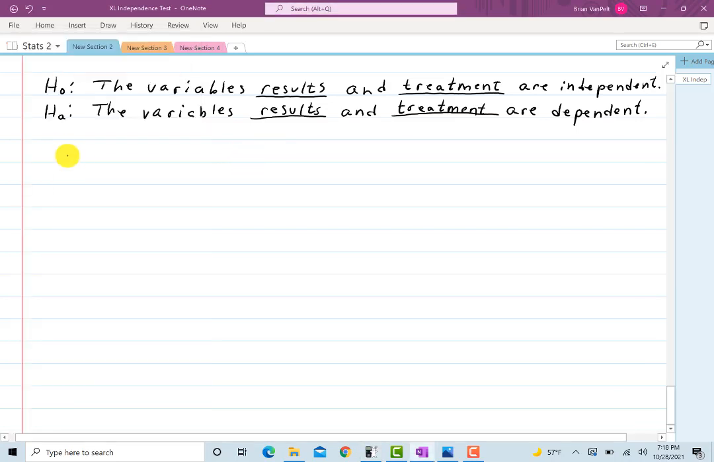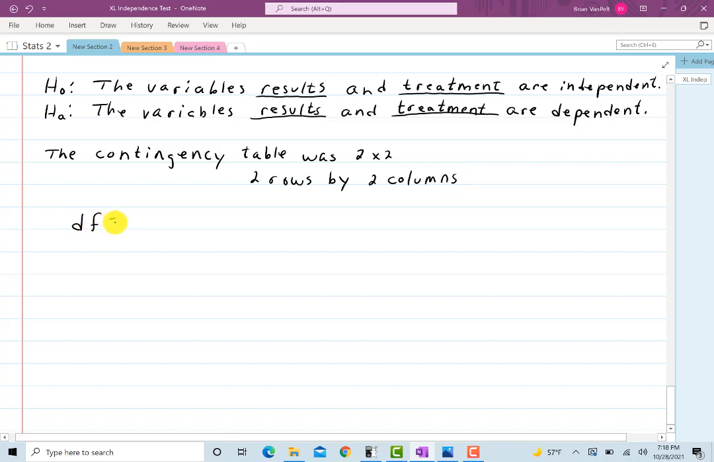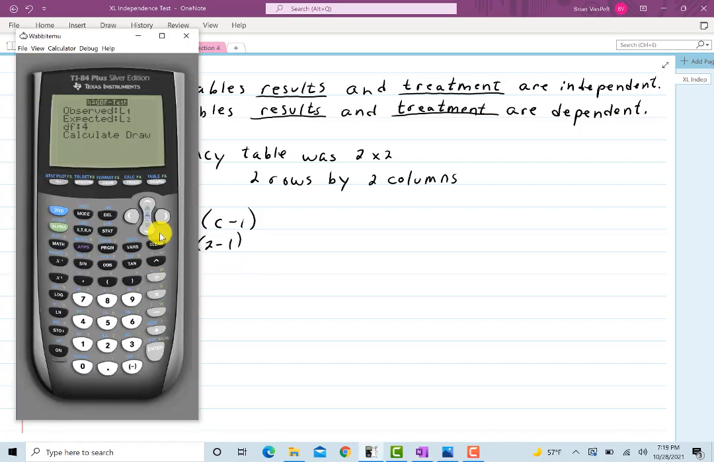However, the degrees of freedom, the contingency table, was 2 by 2. 2 rows by 2 columns. Remember, for the degrees of freedom, you're going to take the number of rows minus 1 times the number of columns minus 1. So we're going to have 2 minus 1 times 2 minus 1, and that's just 1 times 1, 1. So let me go ahead and put in my degrees of freedom equal to 1 and see what we have.